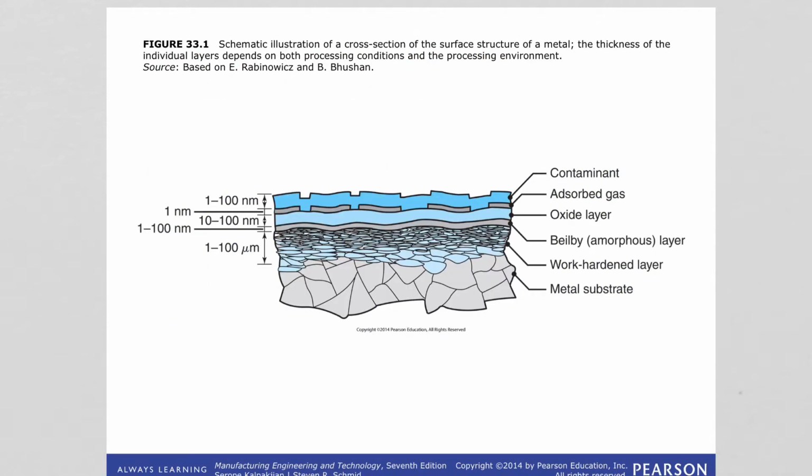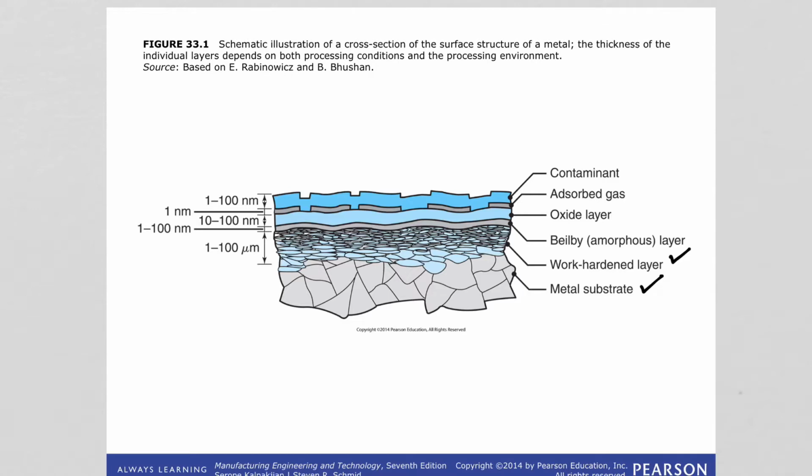Then if we take a look at the illustration, here we are seeing the metal substrate, and on top of it we have a work hardened layer, and there is an amorphous layer. Some materials form this amorphous layer as a result of polishing. Metals and non-metals can form such an amorphous layer due to polishing.